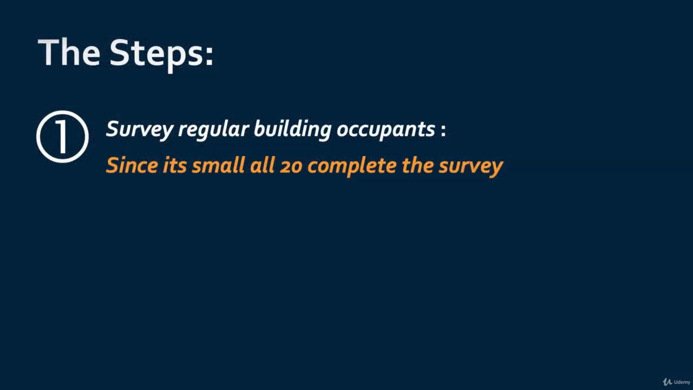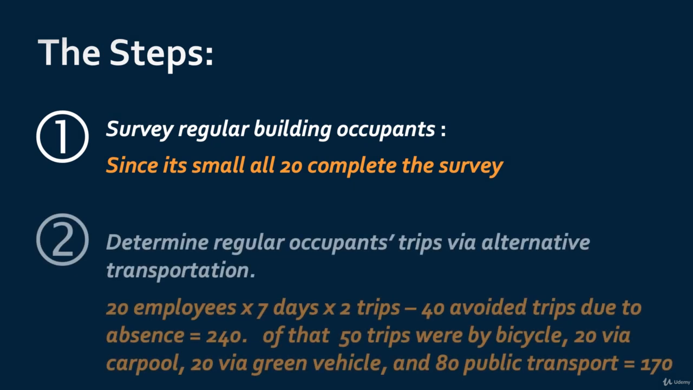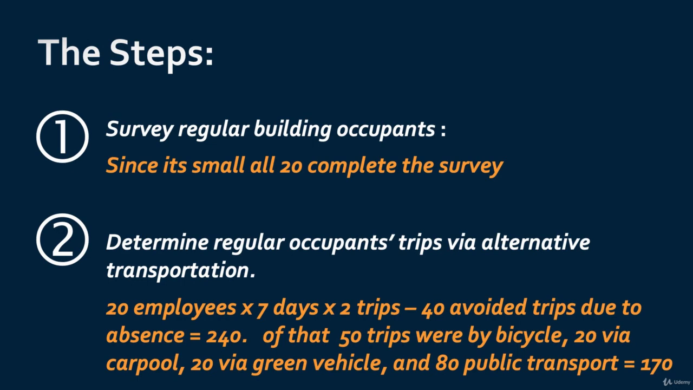These are the steps. So first of all, we break it down into regular occupants and into visitors. So start with the regular building occupants. Since it is small, all 20 people complete the survey, and you should push for this. And then we can determine the regular occupants' trips via alternative transportation. So again, this data is given to you by me. So 20 employees times 7 days times 2 trips, minus 40 were avoided due to absence, is 240 trips.